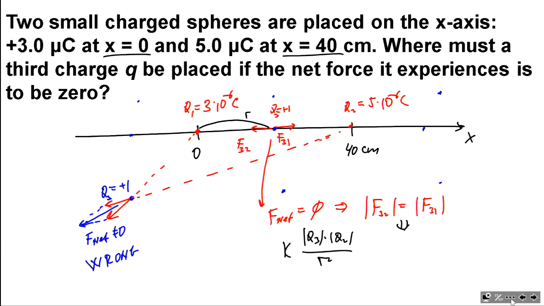R squared should be equal to K, Q3, Q1 over, and now it's supposed to be a different distance, this distance. Distance between the charges. But it's not R, and it's not 40. It's 40 minus R. And we can use centimeters here. At this point, it doesn't matter. And that gives an equation which we have to solve.